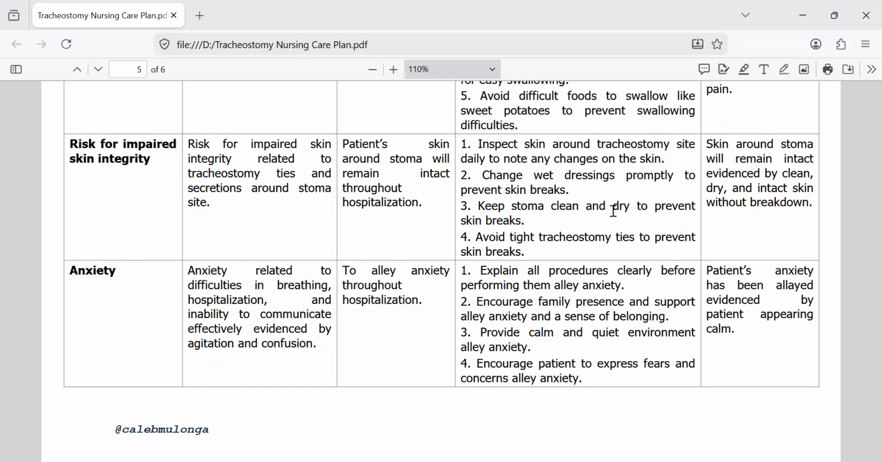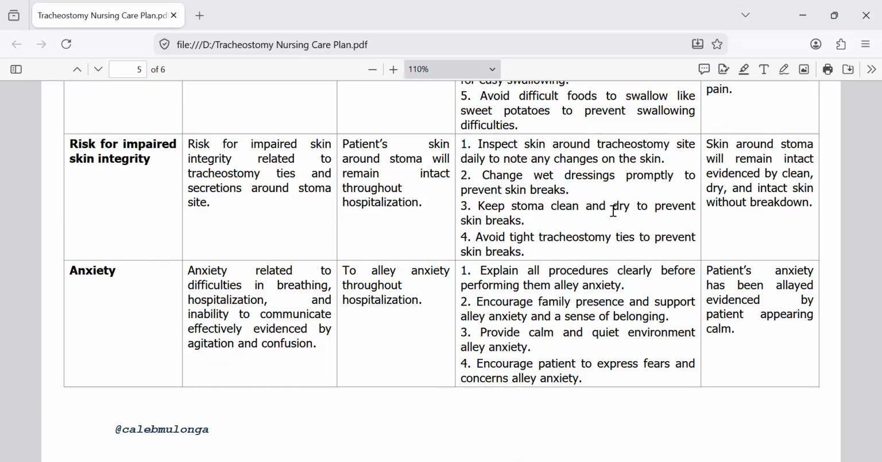Interventions. Number one, I will inspect the skin around this tracheostomy site daily to note for any changes on the skin. Number two, I will change wet dressing promptly to prevent skin breaks. Number three, I will keep the stoma clean and dry to prevent skin breaks. These are straightforward points. Number four, avoid tight tracheostomy ties to prevent skin breaks or irritation.